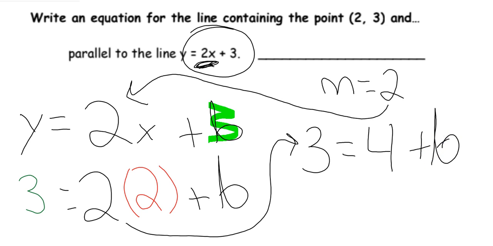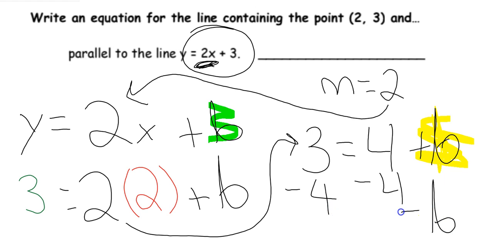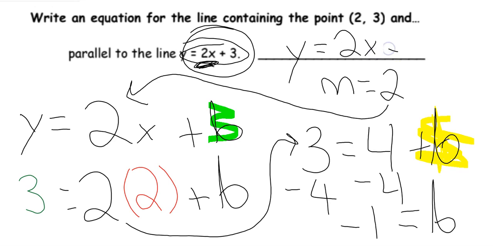So now it's a one-step equation to solve for b. I want to get this b by itself on this side of the equation. To get that b by itself, I have to get rid of this plus 4, so I can subtract 4. Subtract 4, I'm going to find that b is equal to negative 1. So the equation that I'm looking for, that is parallel to this line y equals 2x plus 3, is going to be y equals 2x minus 1, because my slope was a 2, and my y-intercept I found to be negative 1.